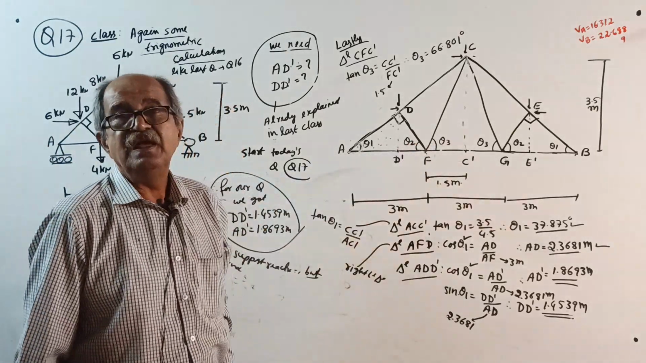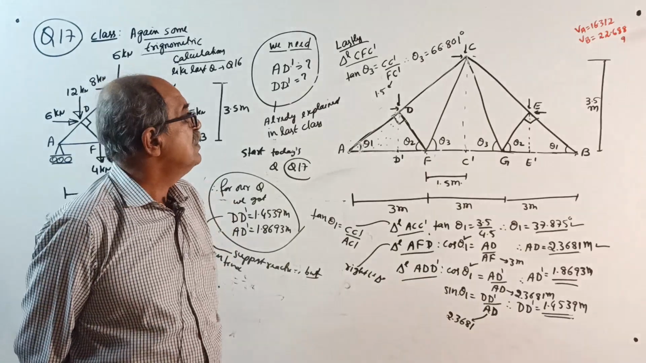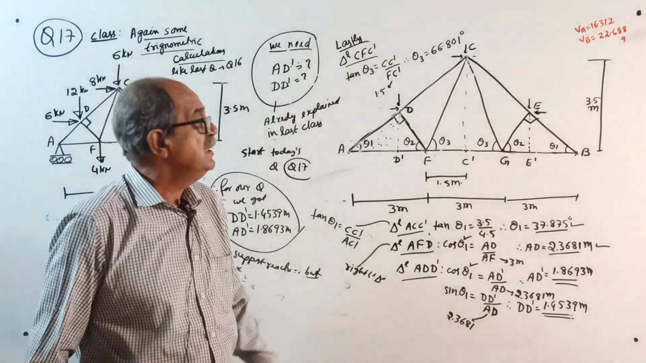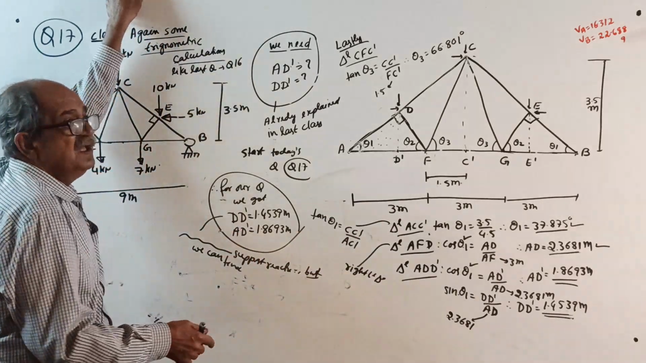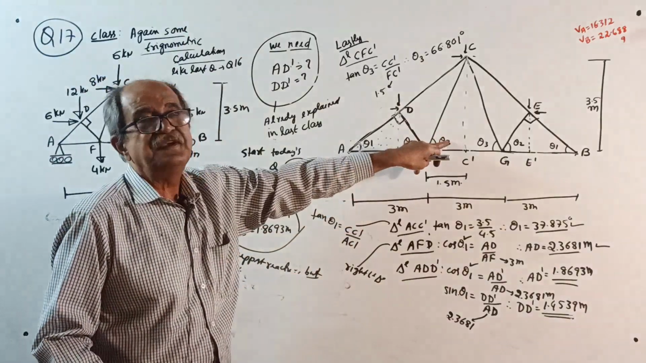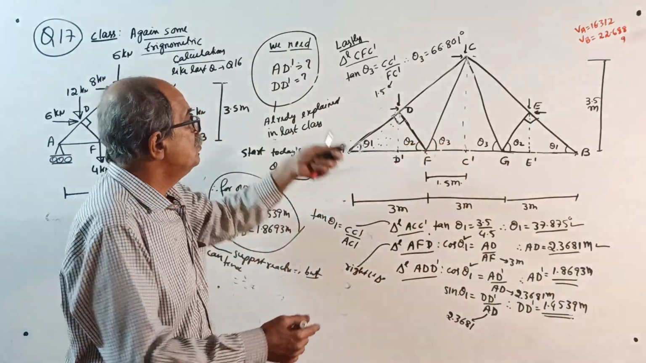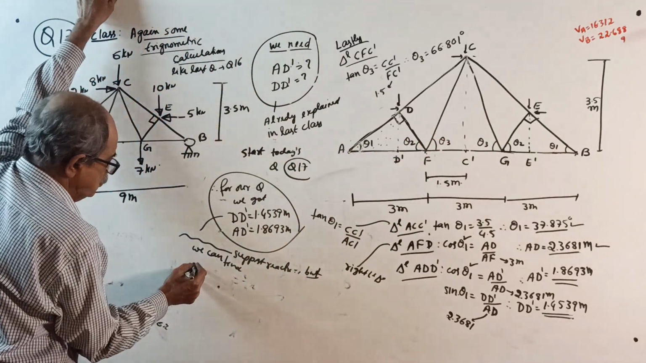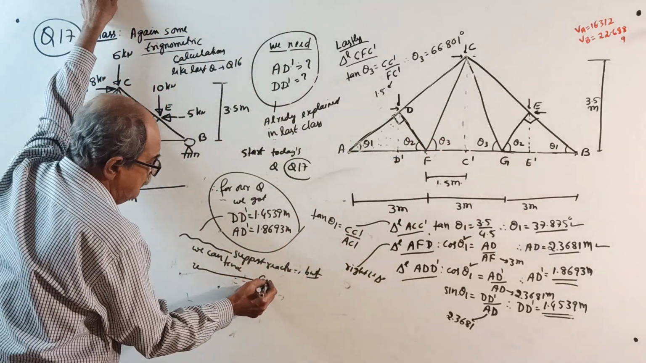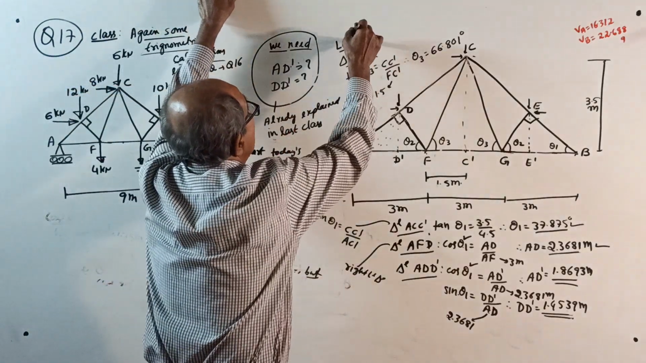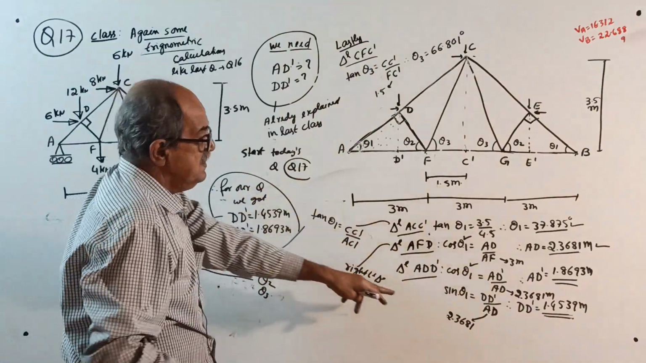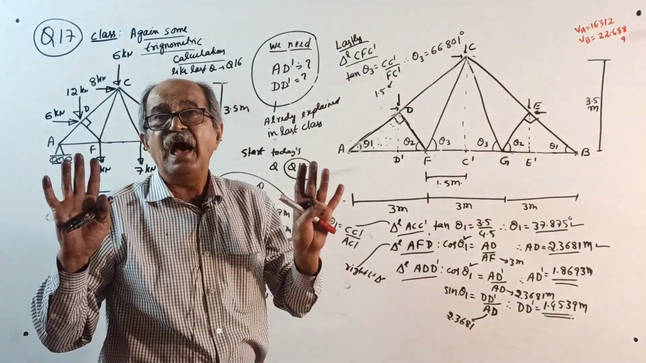But a little later, when you go to the method of joints, you require theta 2 and theta 3. Instead of wasting time drawing the diagram again, after finding the reactions we do not want to redraw the sketch. The sketch is already there. Use the same sketch. Now only find theta 2 and theta 3.